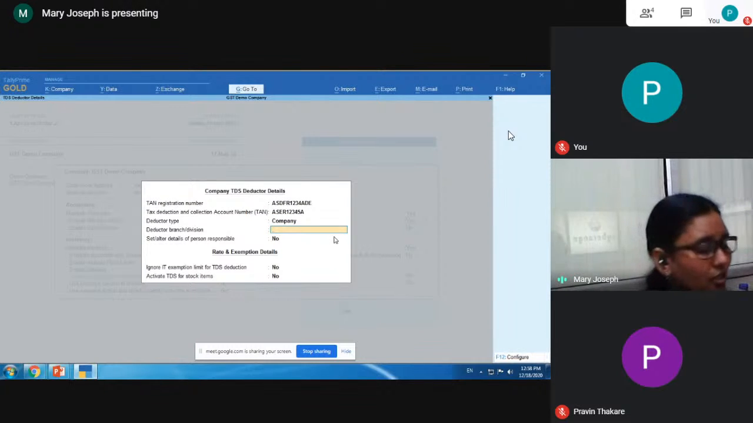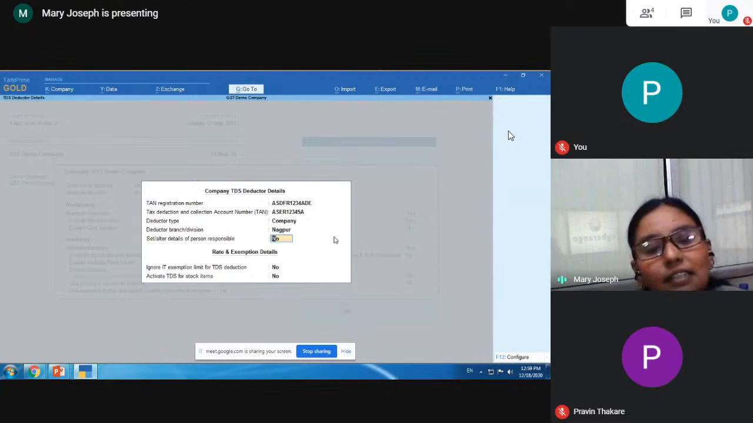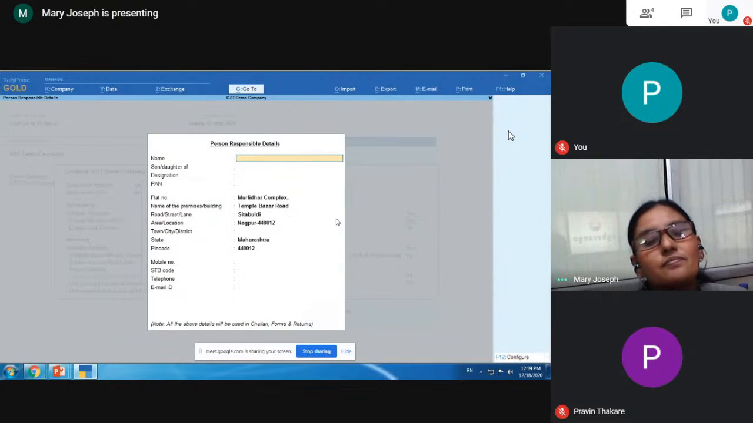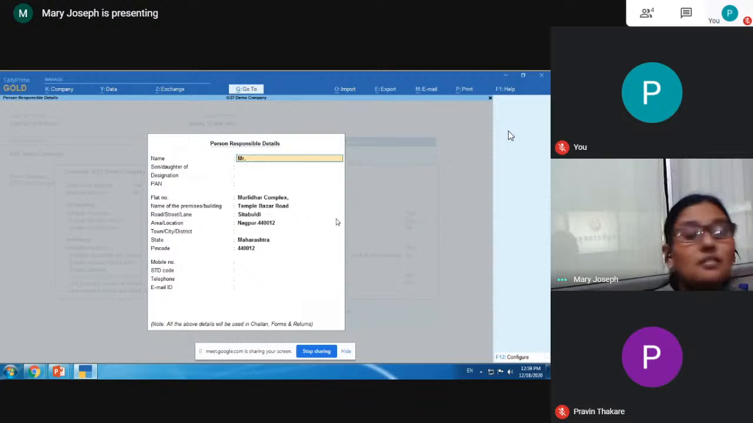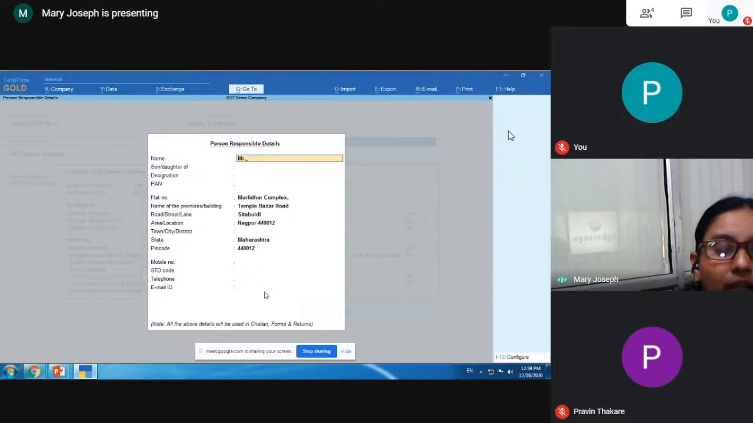Deductor branch or division: if you want to write your branch or division, then write it down. I am writing Nagpur. Set or alter details of the person responsible who is deducting the TDS. If he is responsible, then write down his details. An important thing: these details will be displayed in the challan or the forms. If you want these details in the challan, then fill this form, otherwise skip it.